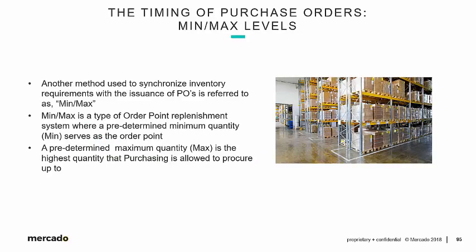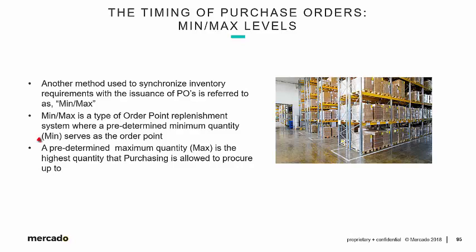We're going to move on within the subject of the timing of purchase orders to talk about min-max levels. Different story now, but conceptually very similar to order point. Let's see how. Another method used to synchronize inventory requirements with the issuance of POs is referred to as min-max. Again, this is precisely what we're talking about here. Synchronizing inventory requirements. How much stuff do we need to have to meet customer orders with the issuance of POs? Min-max, second bullet, is a type of order point replenishment system where a predetermined minimum quantity, the min, serves as the order point.